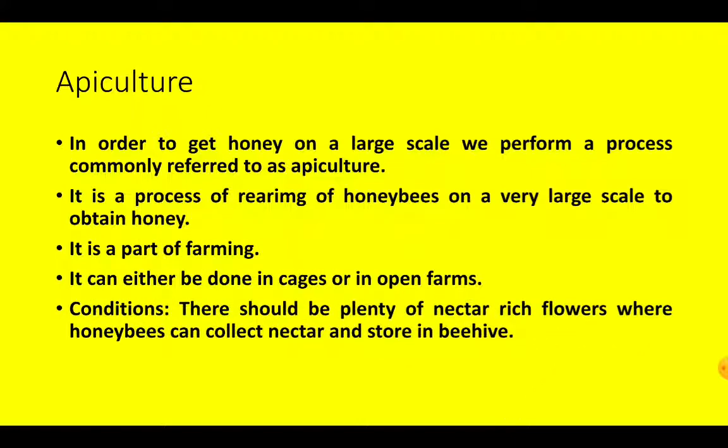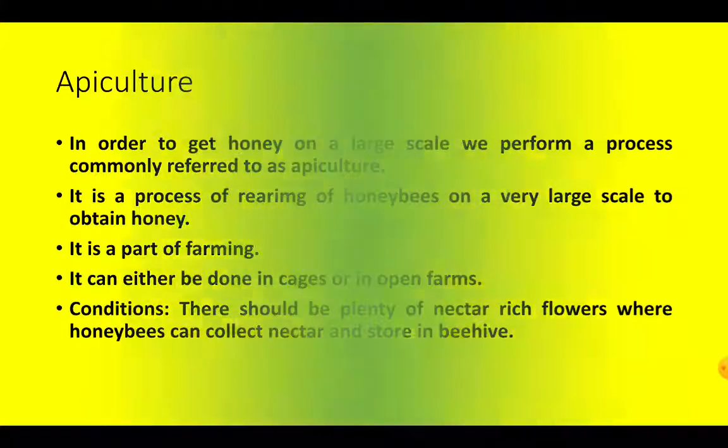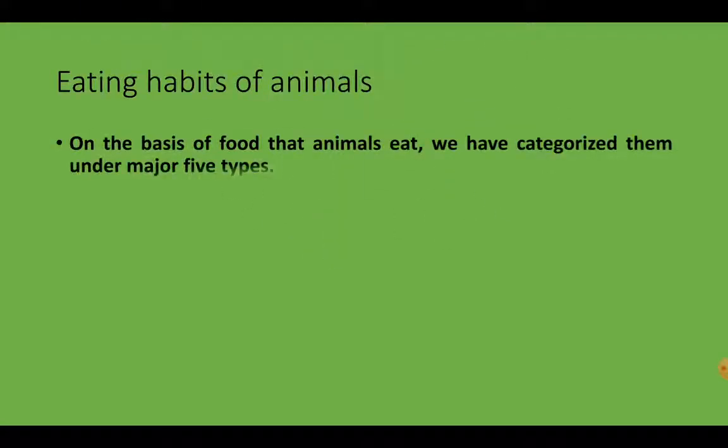Conditions required for apiculture are: there should be plenty of nectar-rich flowers where the honeybees can collect the nectar and store it in the beehive. Now, let's discuss the eating habits of animals. Students, on the basis of the food that animals eat, we have categorized them under 5 major types.